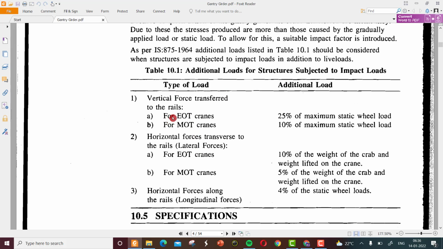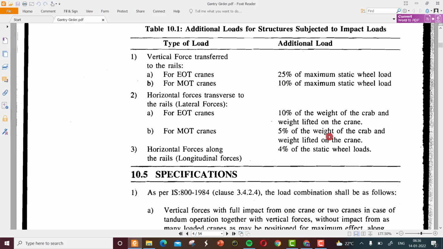So the impact loads differ for the EOT cranes and MOT cranes. MOT cranes are manually operated, having only a 10% additional load. EOT cranes have a further additional 25%. And the horizontal forces are given by a thumb rule. For EOT cranes, it is 10% of the weight of the crab and the weight lifted. And MOT is 5%, manually operated.